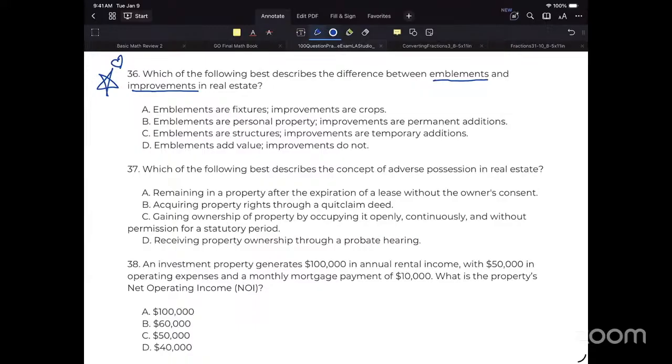It's not A. What about B? Emblements are personal property, yes, and improvements are permanent additions. Ooh, I like that one. C, emblements are structures. Nope. And improvements are temporary additions. Nope, nope, nope, nope. And then D, emblements add value. Not really, because somebody's going to come take it away. And improvements do not. Absolutely not. That's not a correct statement because an improvement is like a road or a house. That most definitely adds value, making our answer B.